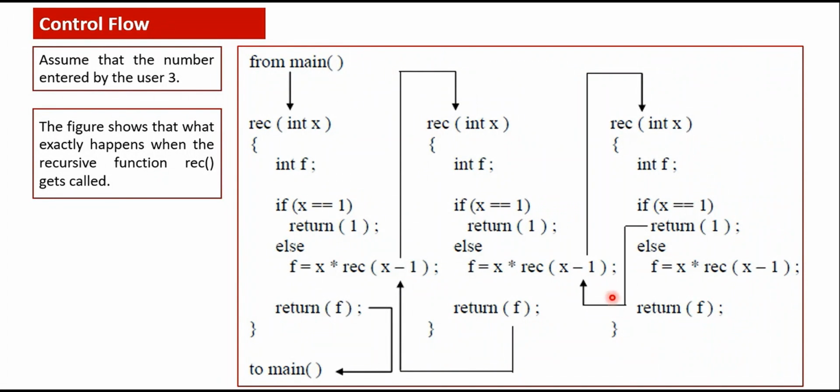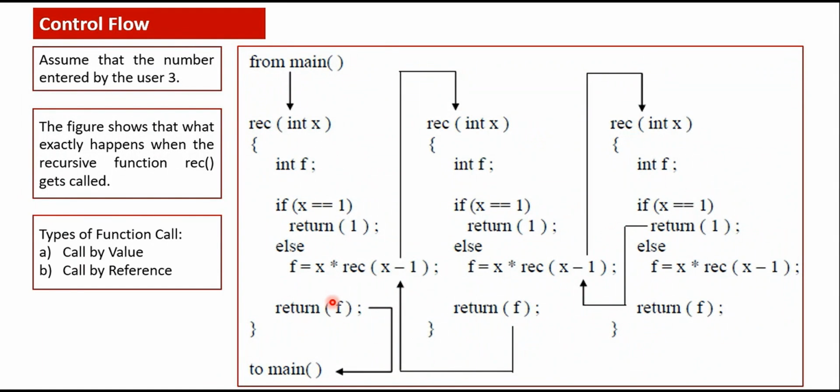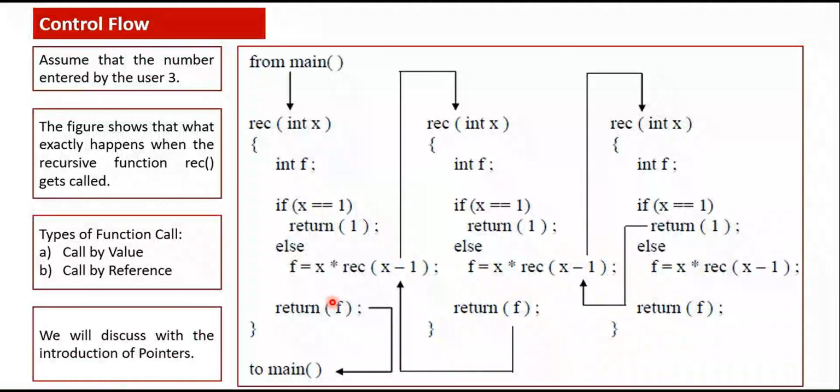Basically we are doing the same function call again and again depending upon this condition. So if we are starting with any number, it just keeps on reducing till this condition is satisfied, that is x equal to 1. When it is satisfied, the recursion stops, and finally we have the output as the factorial. Similarly we have the types of function call, that is call by value and call by reference. We'll discuss them with the introduction of pointers in the next session. But for now just pay attention to recursion and stack.